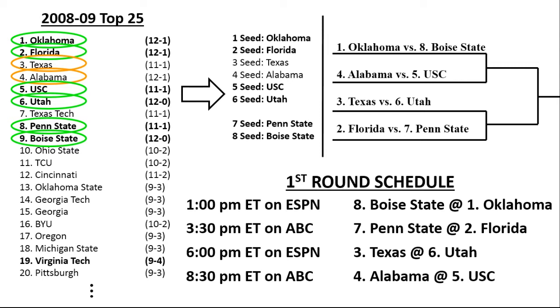Undefeated Boise State and undefeated Utah, Utah who beat Alabama in the Sugar Bowl, they would not have even gotten a chance to compete for a championship had the current 4 playoff system been in place. So that's the beauty of this 8-team system. It gives those Cinderella teams a chance.